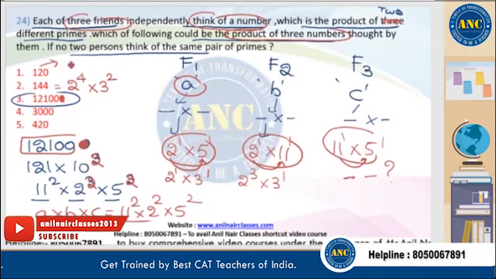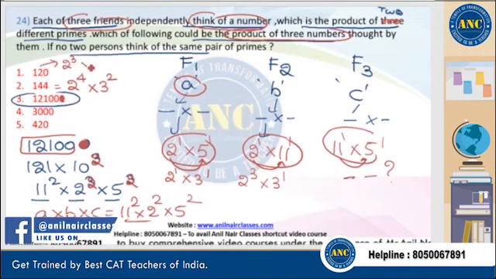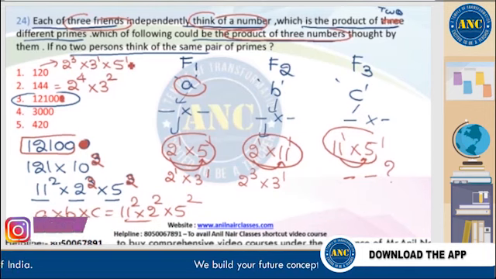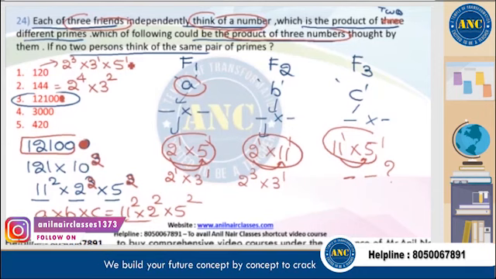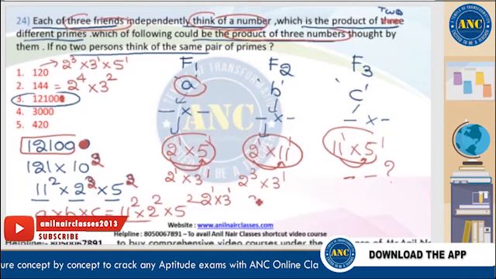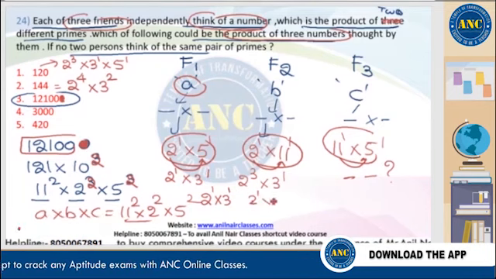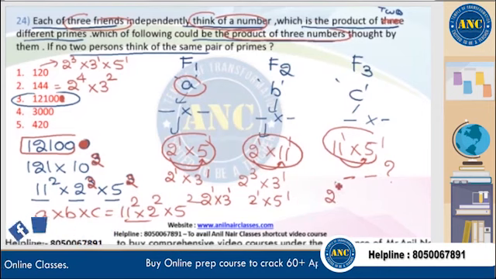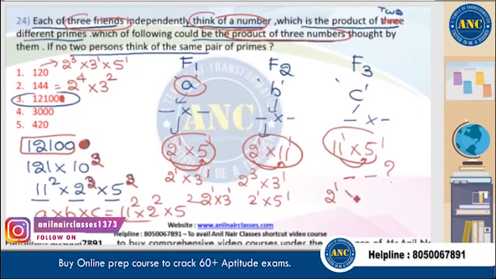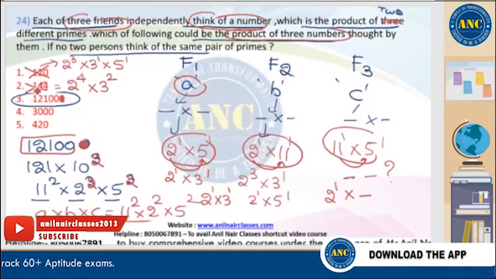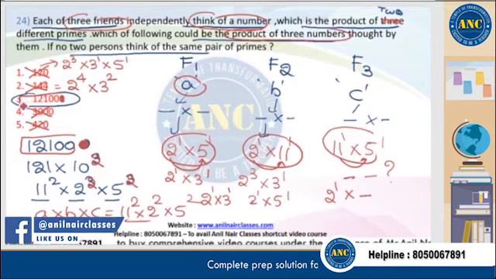Suppose it is 120. 120 is 8 into 15. 2 cube into 3 into 5. Now if you see, first one could be 2 power 1 into 3 power 1. Second one could be 2 power 1 into 5 power 1. 2 square is gone. How much is remaining? 2 power 1 is remaining. But it should be a product of two coprimes. So this is not possible. Similarly, you can do it for this one. Are you all with me?